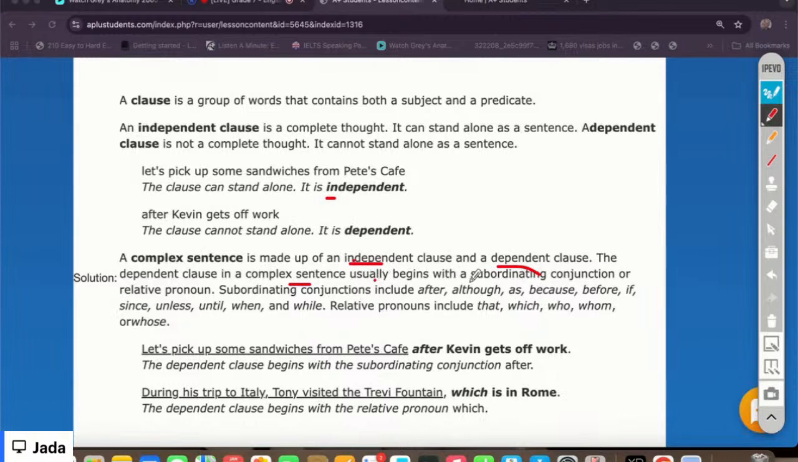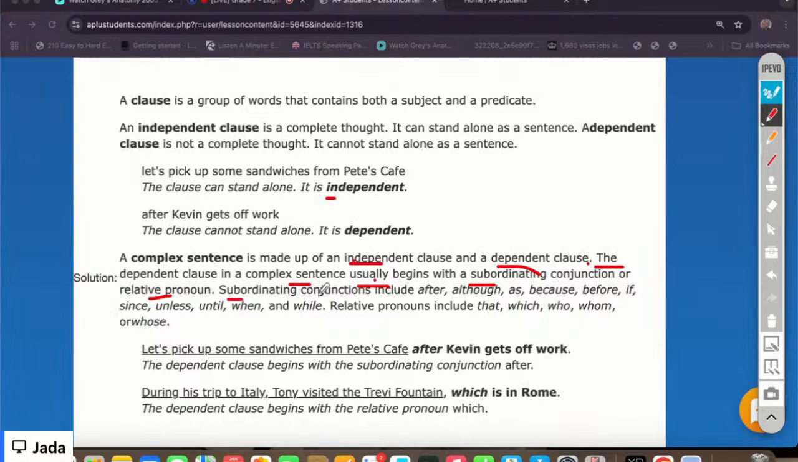The dependent clause in a complex sentence usually begins with a subordinating conjunction. All right, so you have to note that the dependent clause in a complex sentence usually begins with a subordinating conjunction. So we have what we call the subordinating conjunction or relative pronoun. Okay?